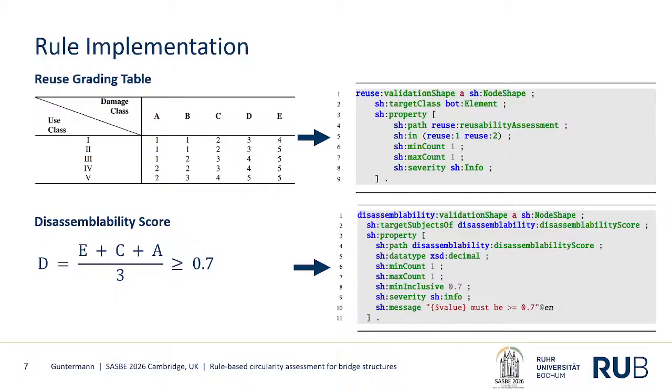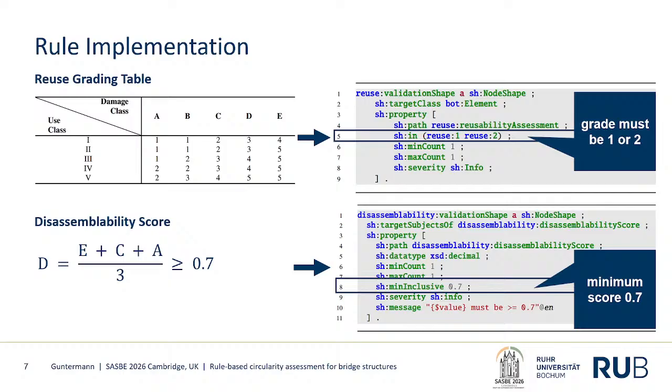And we implemented this looking like that. Here you can see a code snippet. So our rules are, first, the reuse grade must be 1 or 2 coming from that table. And our second rule is that the equation, the disassemblability score, has to be minimum 0.7.